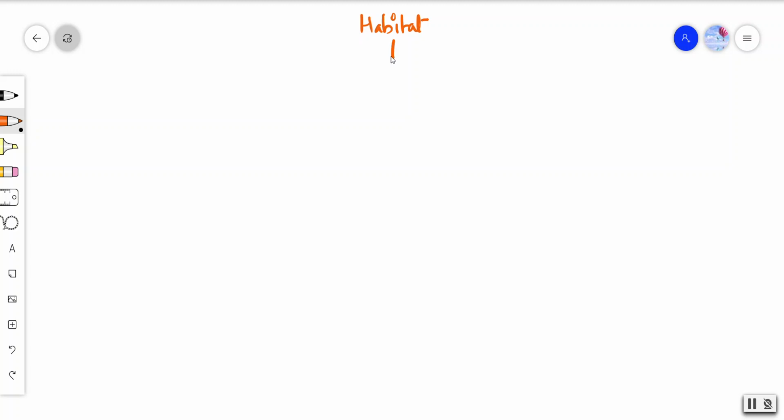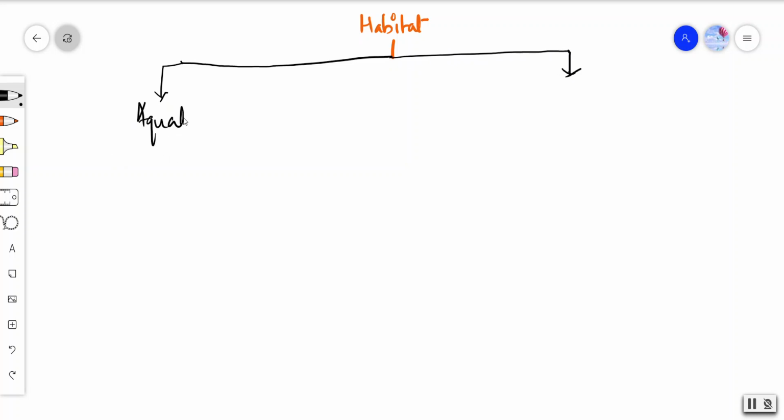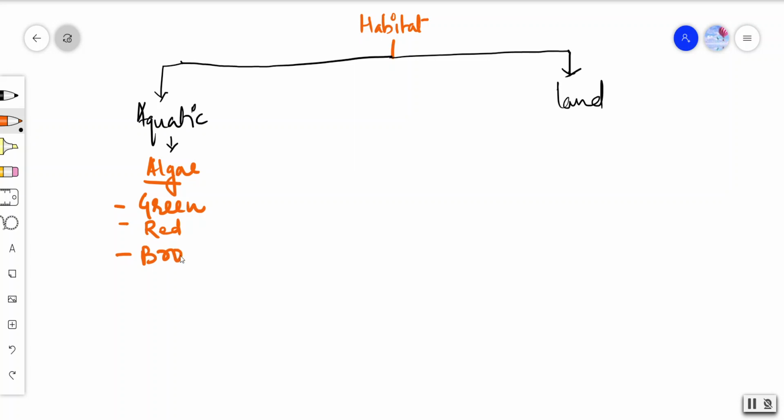So now we are going to discuss their general classification on the basis of habitat. It can be found in two types of habitat, that is aquatic and land. Aquatic और land. Now aquatic में हमें कौन से मिलेंगे? Algae. They can be green algae, red algae, brown algae, etc.